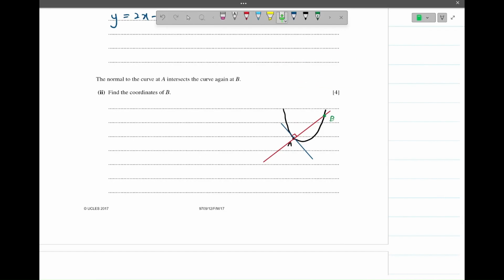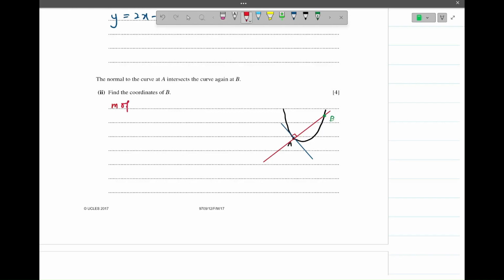Moving on to part 2, it says the normal to the curve at A intersects the curve again at B. Find the coordinates of B. So I've drawn a visual of this entire scenario over here, and what they basically want you to find out is this coordinate over here. So in order for us to do that, first of all, we have to figure out the equation of the normal. The equation of the normal is going to be pretty simple.